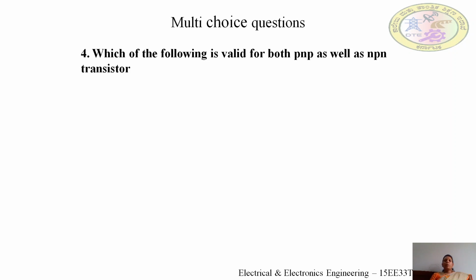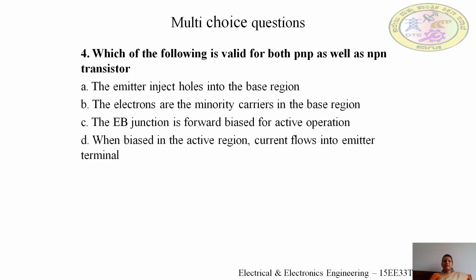Next question is, which of the following is valid for both PNP as well as NPN transistor? The emitter injects holes into the base region. The electrons are the minority carriers in the base region. The emitter base junction is forward biased for active operation. When biased in the active region, collector current flows into the emitter terminal. So let me repeat the question. Which of the following is valid for both PNP and NPN transistor?